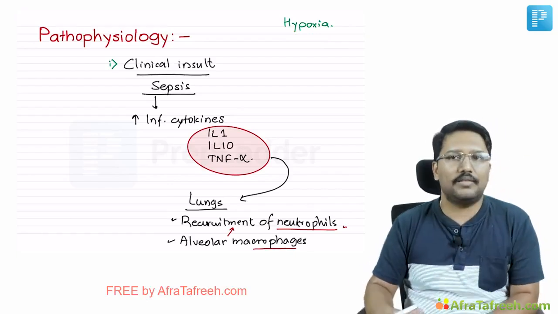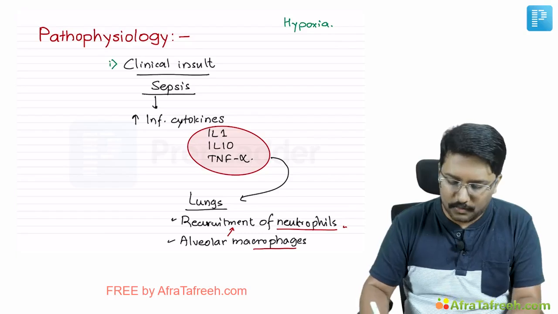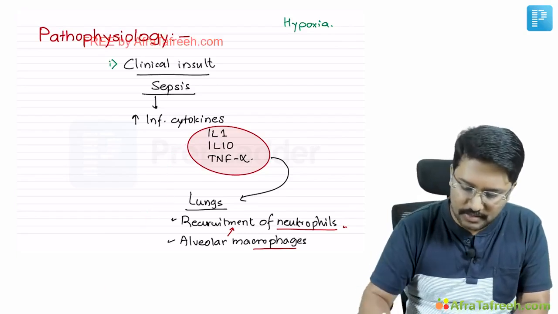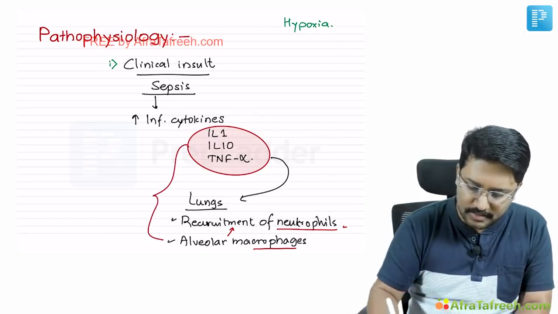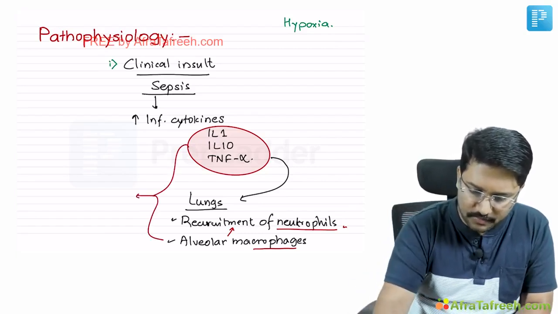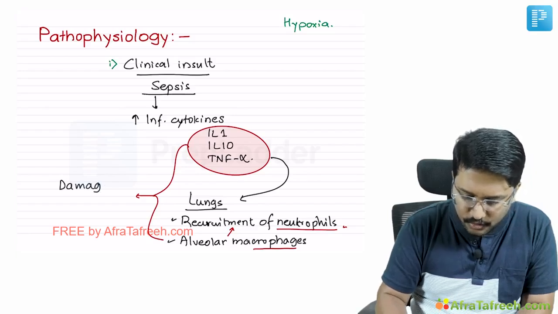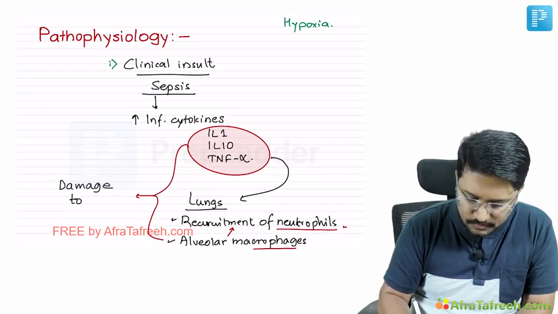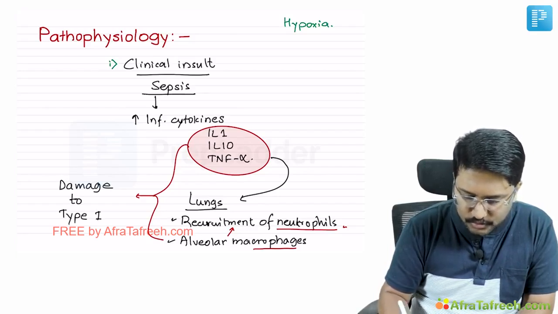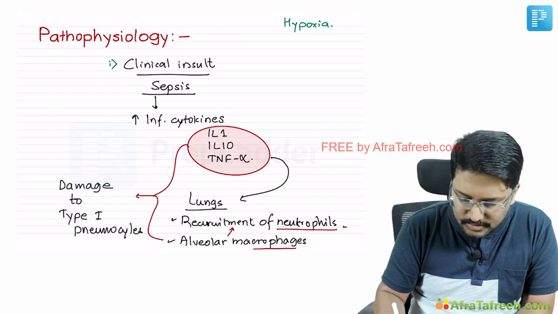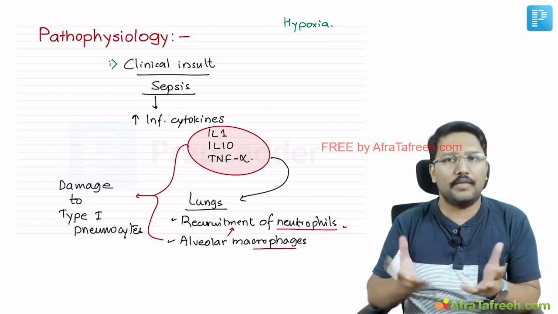Okay. Now the end result of this inflammation, right? What is the end result of all these inflammatory cytokines as well as recruitment of these cells? The end result is the damage. Which cell is getting damaged here? The damage to type 1 alveolar pneumocytes. Now what do type 1 pneumocytes do? Type 1 pneumocytes are the structural components of the alveoli, right?